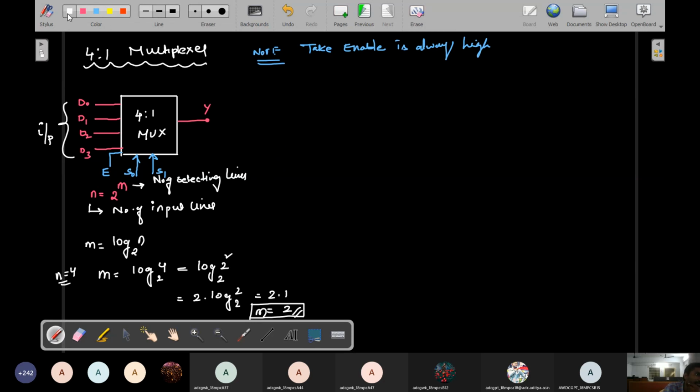Now come to the truth table of this multiplexer. The truth table means you have 2 selecting lines and only 1 output. 4 channels means here 4 inputs. Selecting lines 2 means there are 2 inputs, which means 4 possibilities. So 2 inputs means 0, 1: S0 is 0, S1 is 1. So here with 2 selecting lines we have 4 possibilities.